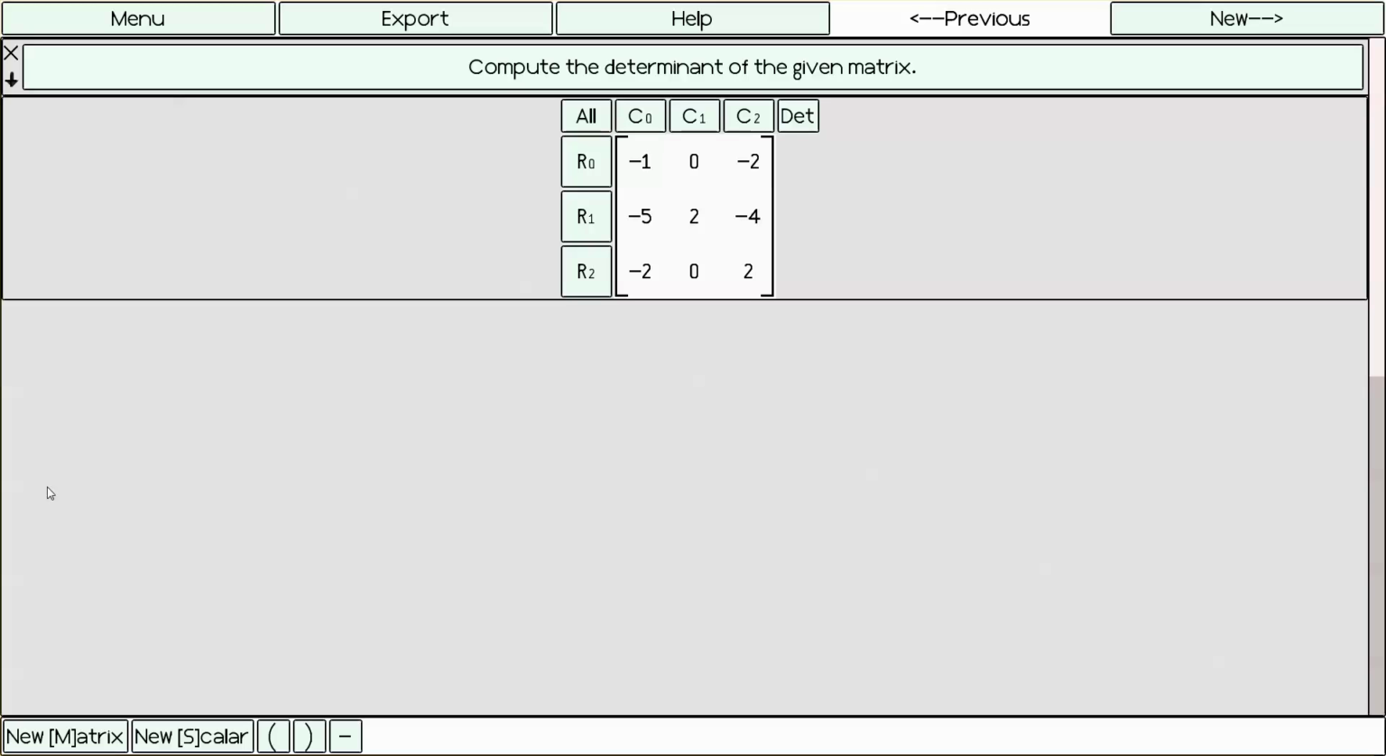Hi, my name is Bryce Summers, and today we're going to compute the determinant of a matrix using cofactor expansions. So here, as you can see, we have a 3 by 3 matrix that we'd like to compute the determinant of. We would have entered it after creating it using the new matrix screen.